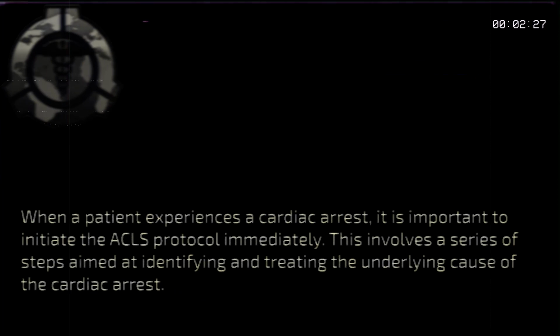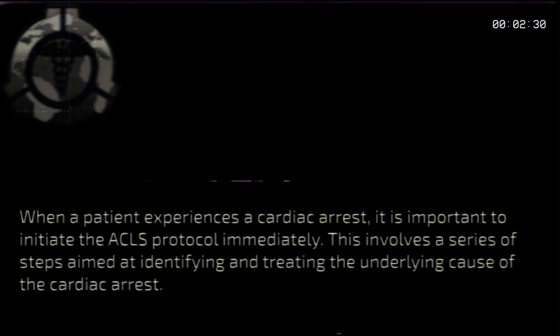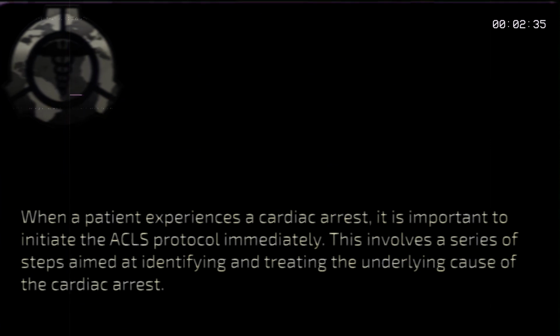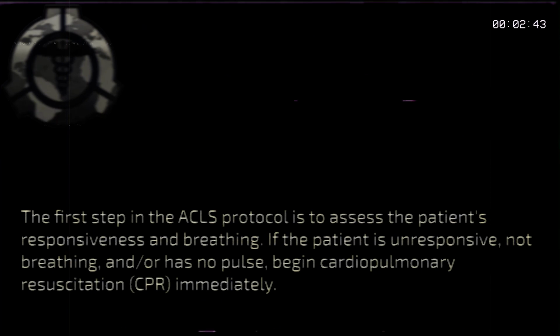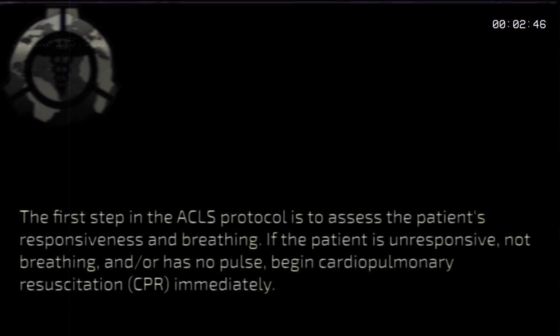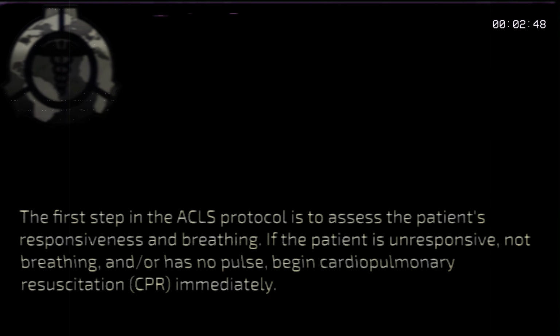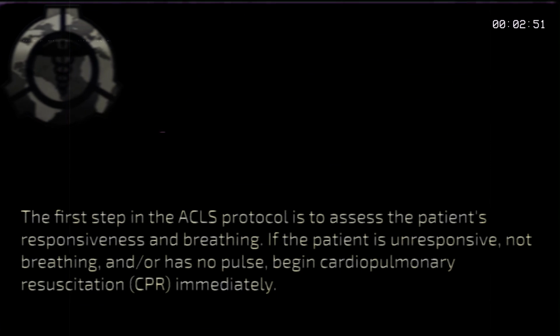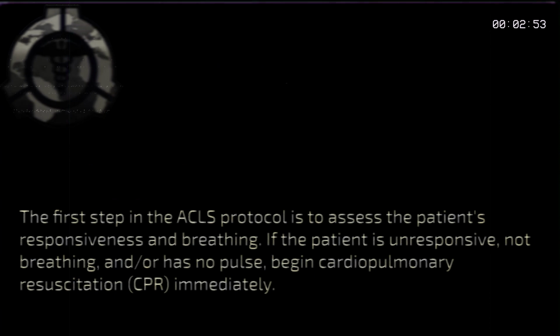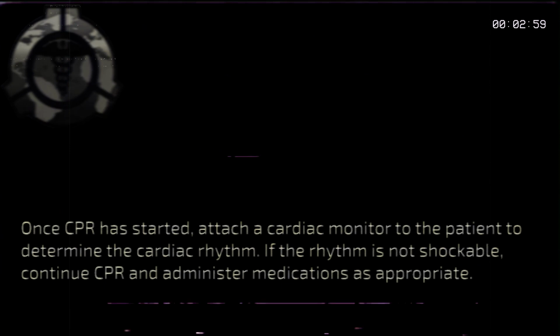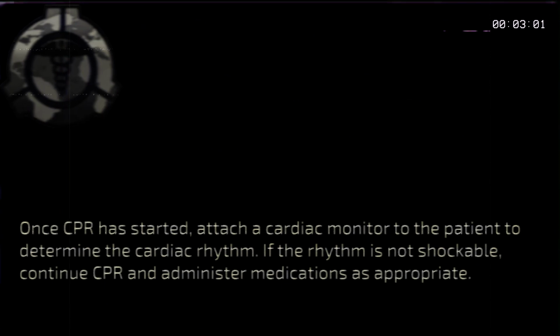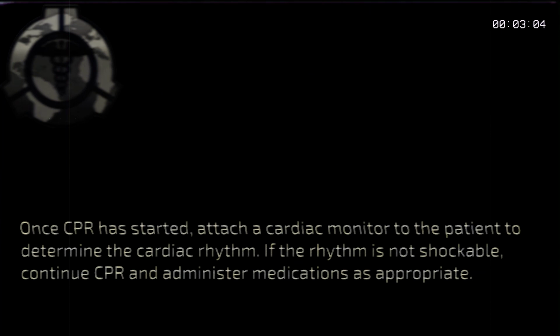When a patient experiences a cardiac arrest, it is important to initiate the ACLS protocol immediately. This involves a series of steps aimed at identifying and treating the underlying cause of the cardiac arrest. The first step in the ACLS protocol is to assess the patient's responsiveness and breathing. If the patient is unresponsive, not breathing, and/or has no pulse, begin cardiopulmonary resuscitation, CPR, immediately. Once CPR has started, attach a cardiac monitor to the patient to determine the cardiac rhythm.